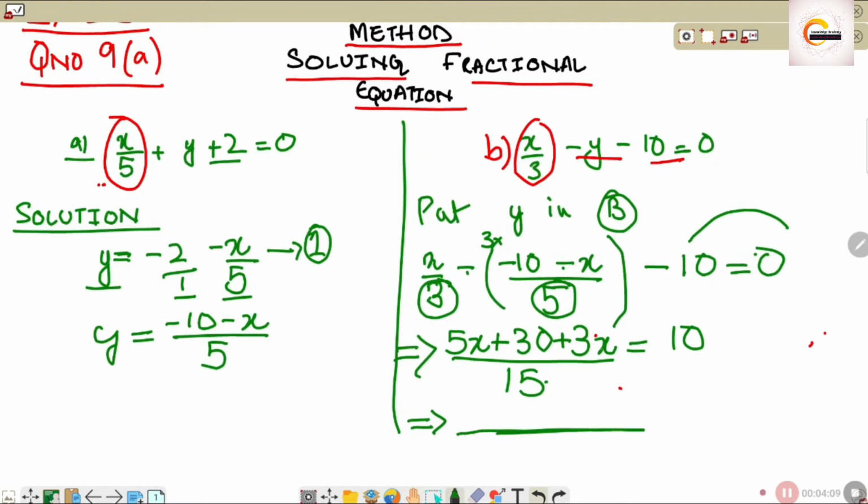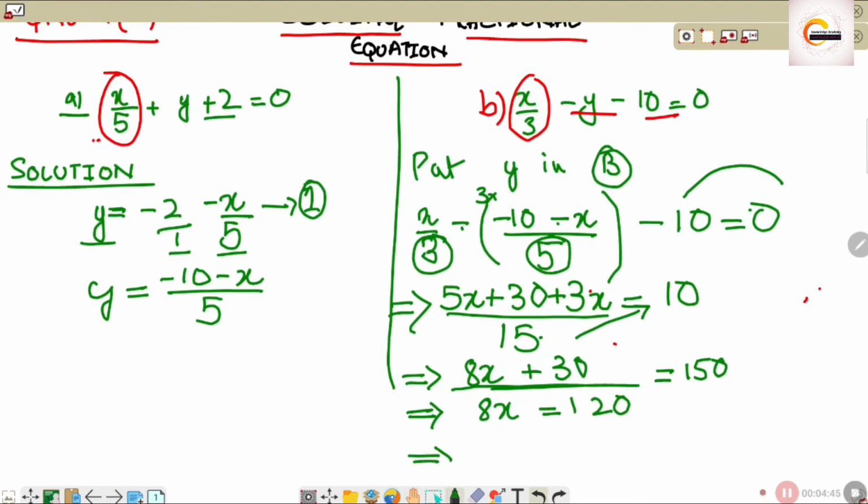Now again, like terms: 3x plus 5x is equals to 8x plus 30. This will cross multiply, it's 150, and 8x is equals to 150 minus 30, which is 120. So that means 8 times 15 is 120, so the value of x is 15. Now I've got the value of x.